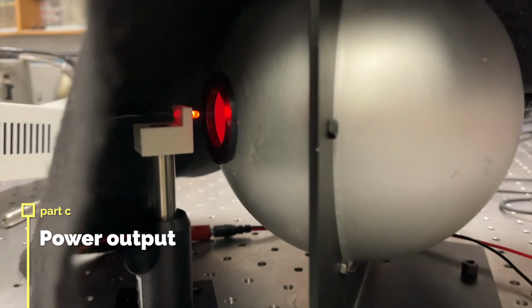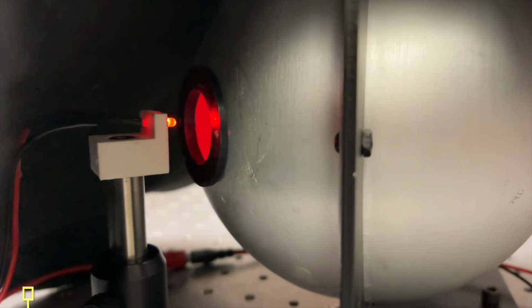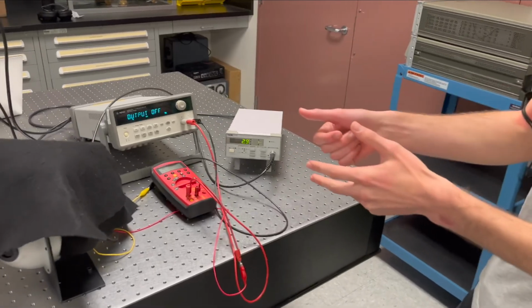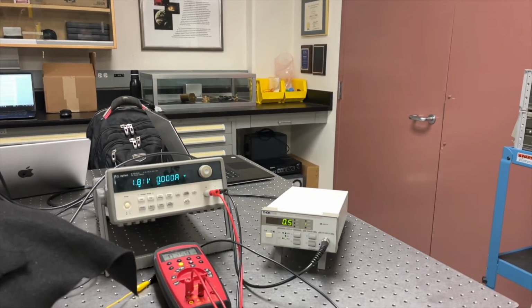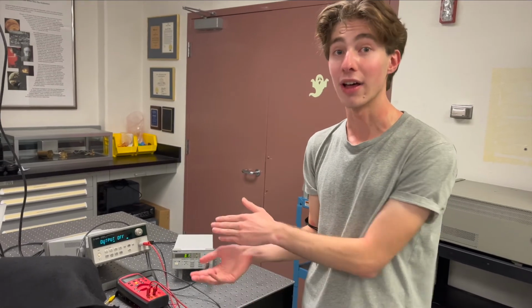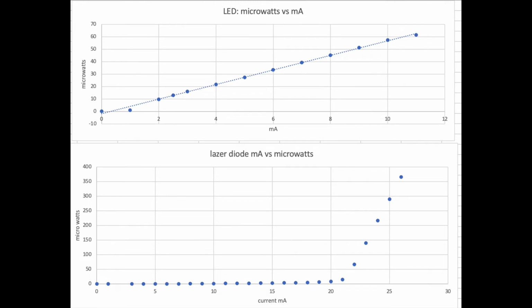Alright guys, so for this part we took the integrating sphere and we put an LED at the input of it. And then we were able to adjust the current going through the LED and measure the output power. As a result, we were able to produce a graph for both a laser diode and the LED. Here we can see the graph of microwatts versus current, and we see that for the LED it's fully linear. However, for the laser diode, it starts off exponential and then grows linearly after 21 milliamps.